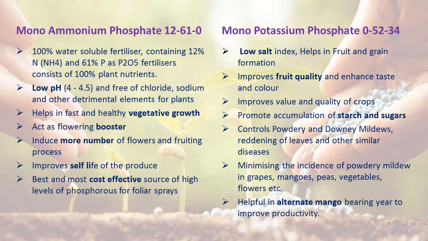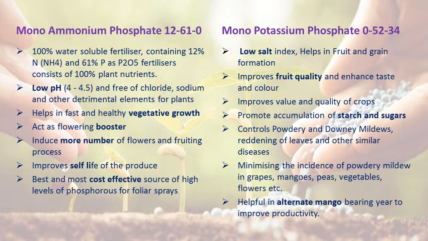And then the other one is monoammonium phosphate, a new grade fertilizer, that is MAP 12-61-0. That is the NPK ratio. It is a 100% water soluble fertilizer, containing 12% N and 61% P. It has a low pH, maintained at 4 to 4.5. It is free of chloride, and it is used for vegetative growth. It acts as a flowering booster, induces more flowering and fruiting, and improves shelf life. And it is cost effective when used for foliar spray.